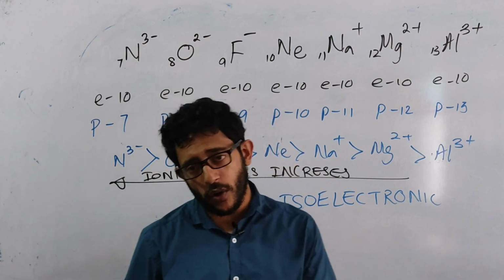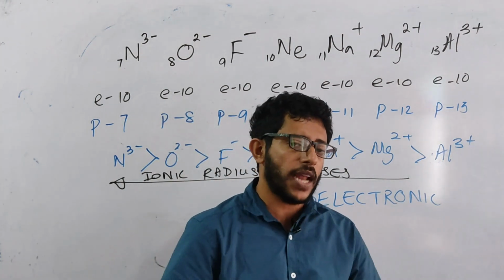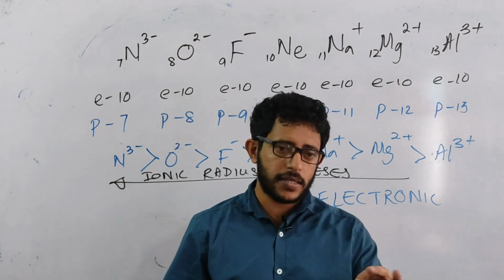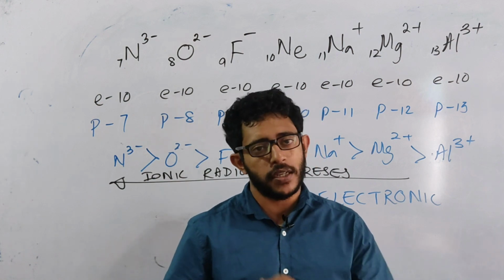So this is how the atomic radius and the ionic radius vary. In the next video, we'll discuss how the first ionization energy and the successive ionization energy change.